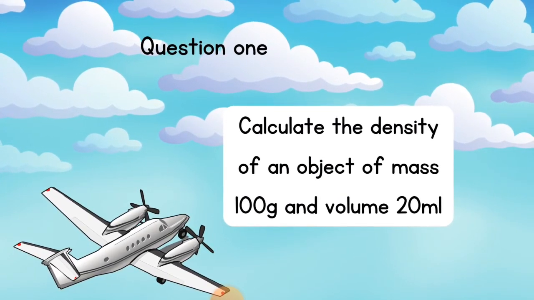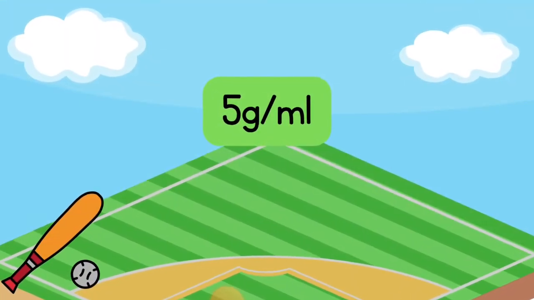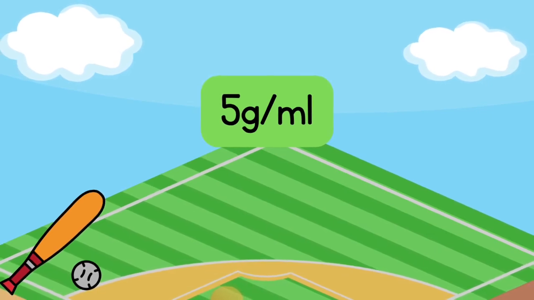Question 1 says, calculate the density of an object of mass 100 grams. You see, the unit of mass here is in grams, and volume 20 mils. The unit of volume here is in mils, that's milliliters. Apart from grams being the unit of measurement for mass, you could also use kilograms, if the mass is so big. And apart from milliliters, you could also use liters if the water is so plenty. And you can guess right, when you divide 100 grams by 20 milliliters, what you get is 5 grams per milliliter. So this is the answer. This is the density of the object. Is it simple? It's simple and straightforward.